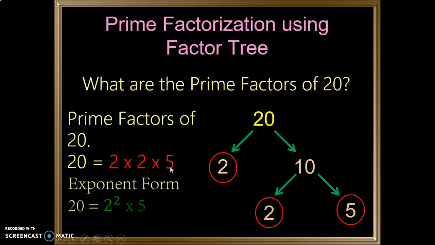When you go to the exponent form, it should be 20 is equal to 2 to the power of 2 times 5. Do you understand? When you say exponent, we have here the whole number is 2 and the exponent is 2. All you have to do is repeat it 2 times, like 2 times 2 times 5 is equal to 20. Do you understand? Okay.